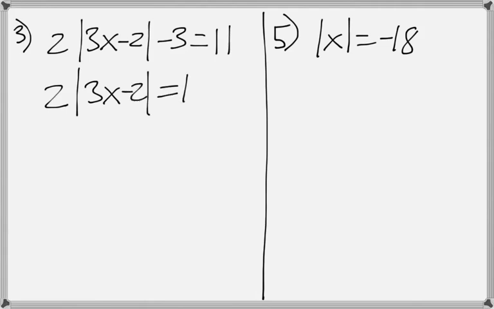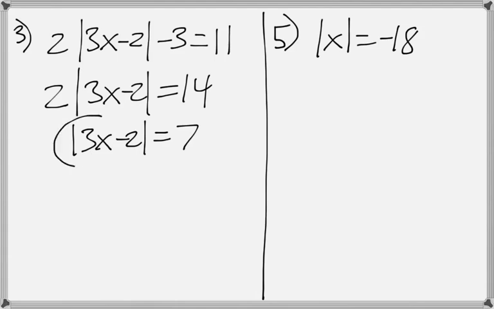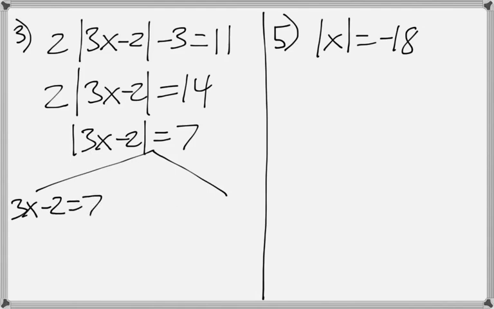then it's going to give me 14. And if I divide both sides by 2, it's going to give me 7. So now the absolute value is the only thing that's on that side of the equation, which means if you split it up, it's going to be 3x minus 2 is equal to 7, and 3x minus 2 is equal to negative 7.